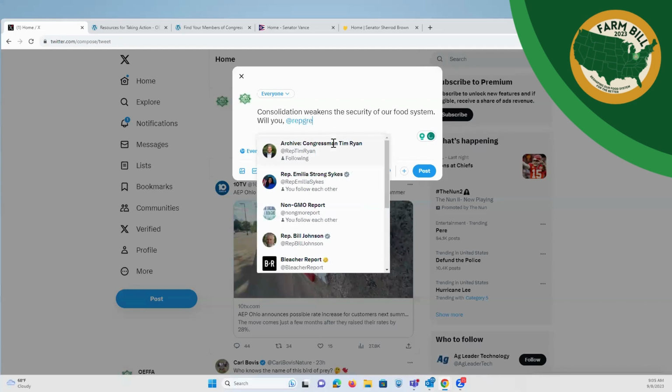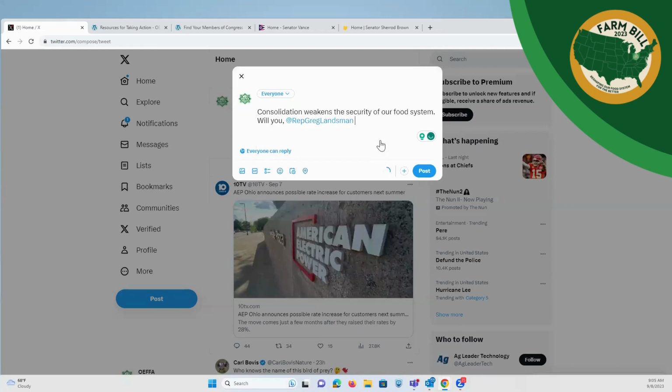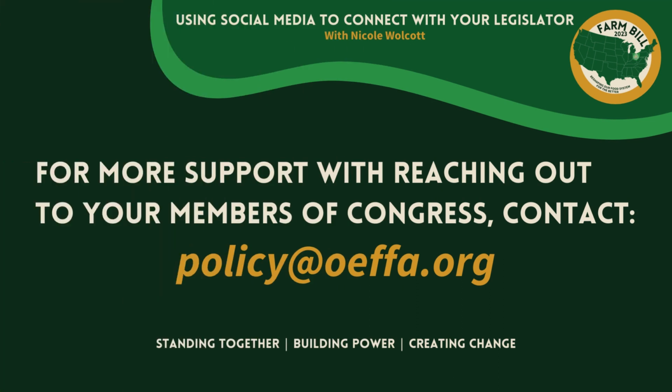On Twitter, a great technique is to work their handle into your message. For instance, the message I'm putting in here is, consolidation weakens the security of our food system. Will you, Representative Greg Landsman, center local family farmers in the 2023 Farm Bill?